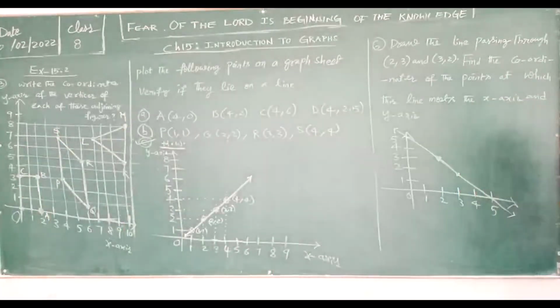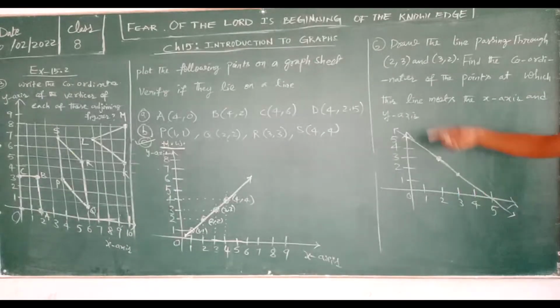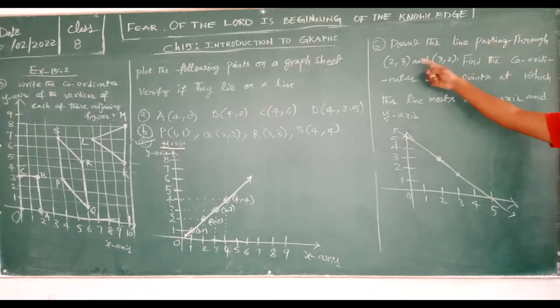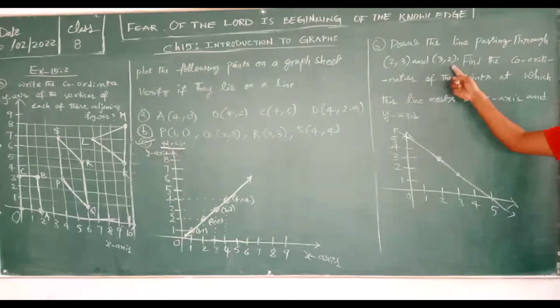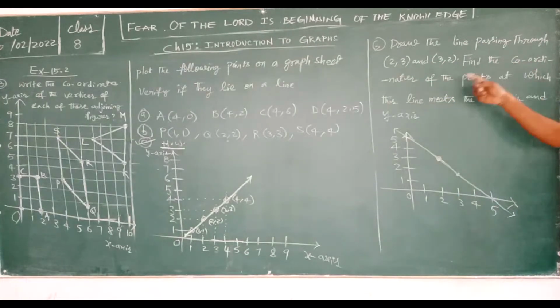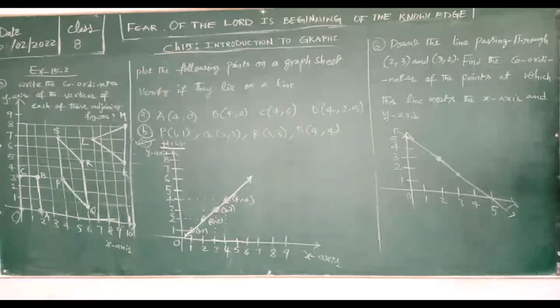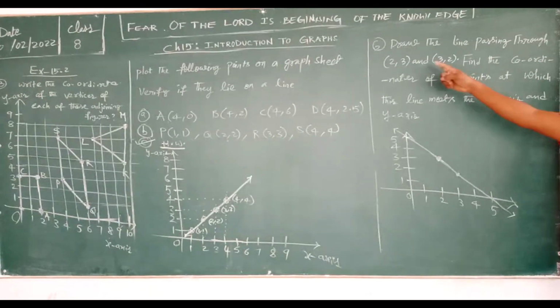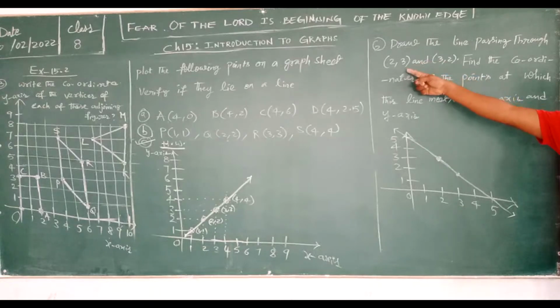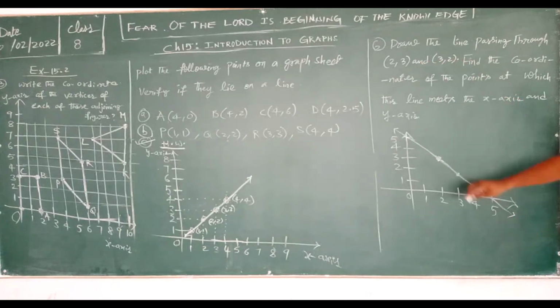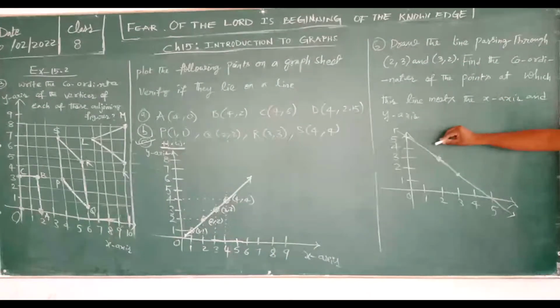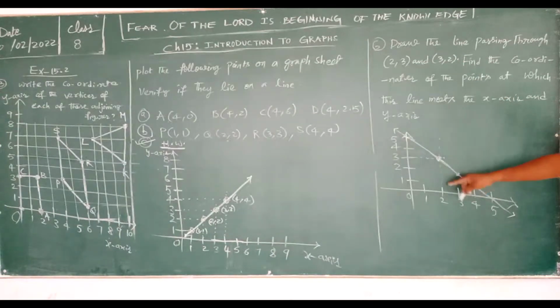Let's see this second question. Draw the line passing through (2, 3) and (3, 2). Find the coordinates of the points at which this line meets the x-axis and y-axis. So first, you have to plot a graph for (2, 3) and (3, 2). Let's check now. It is 2 and this is 3. So x is 2, y is 3. The point 2 comma 3 is plotted here.